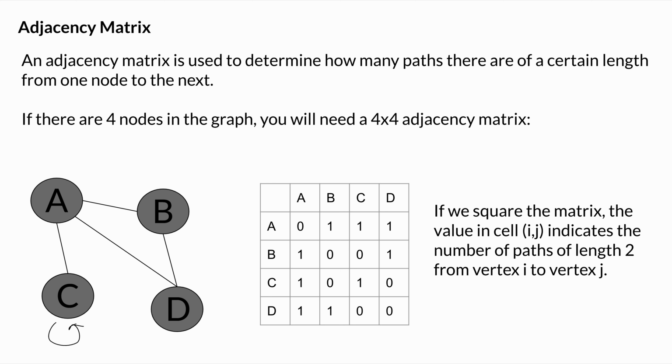So what you're typically going to have to do for these problems is construct an adjacency matrix. An adjacency matrix is what you use to determine how many paths there are of a certain length from one node to the next. So for instance, if there are 4 nodes in the graph, you'll need a 4x4 adjacency matrix. So this is my adjacency matrix for this graph right here.